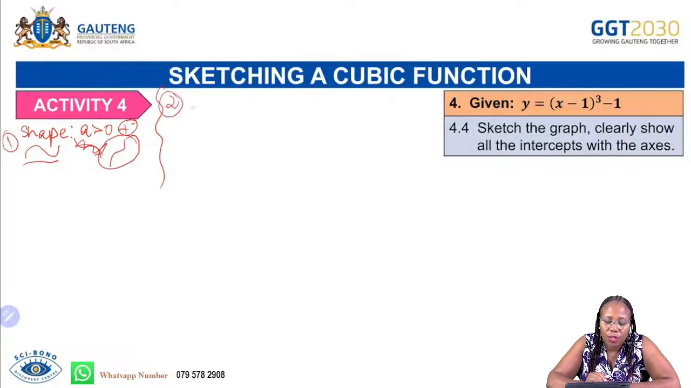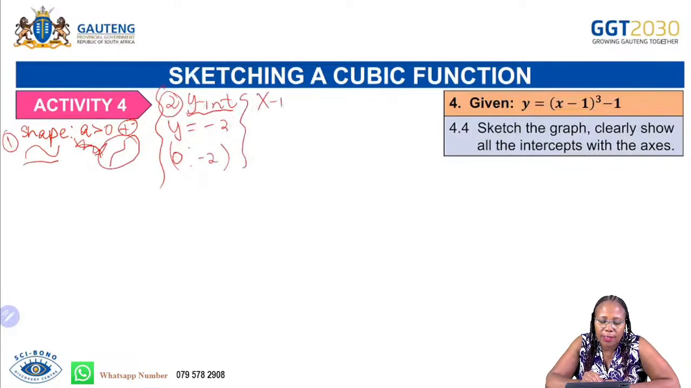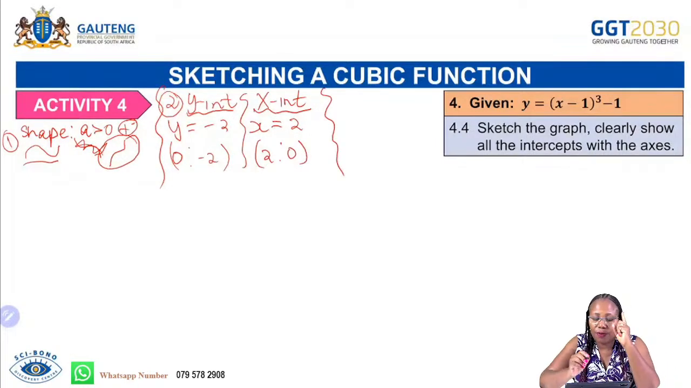Number 2, we need our y-intercept. We have just calculated that our y-intercept will be equal to minus 2, which is (0; -2) in coordinate form. Our x-intercept, we have calculated that the x-intercept will be x equal to 2. That means now this is (2; 0). That will be the only x-intercept. We have only 1. And then now we have just calculated the turning point, that it will also be only 1 turning point, of which it will be turning at (1; -1).